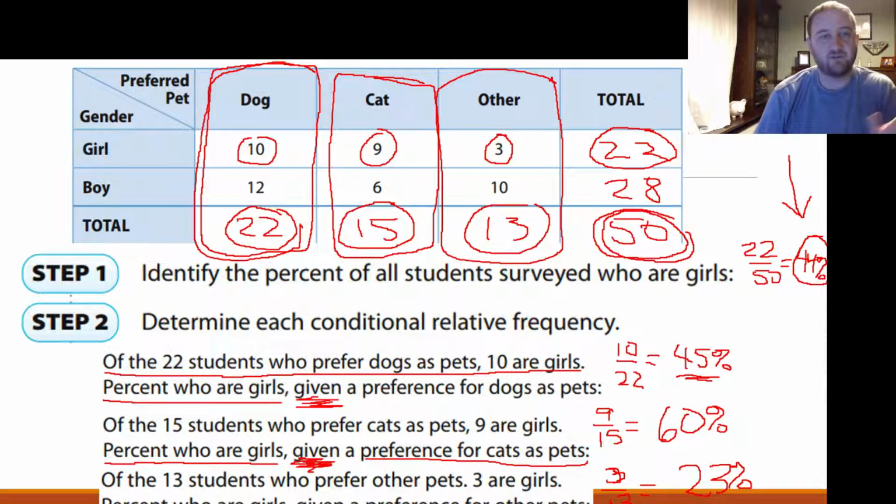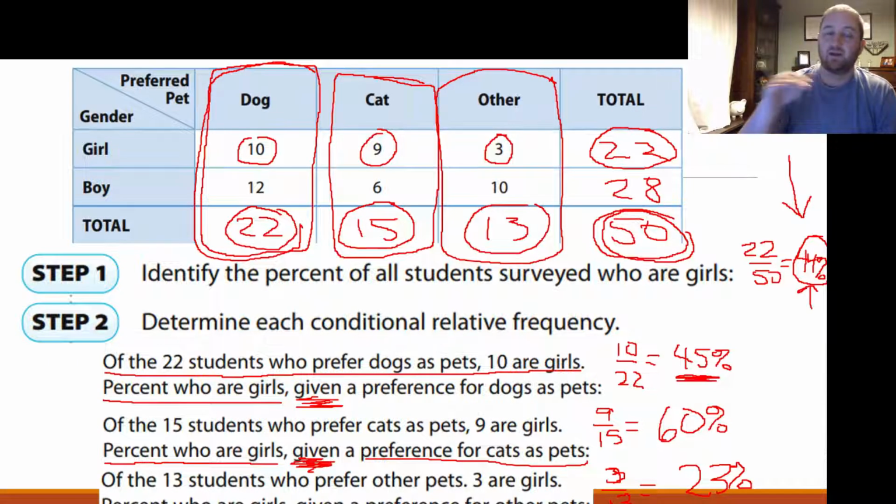If we just focus on the dog category, we can see 45% of the people who like dogs are girls. Since 45% and 44% are pretty close, they're not exact, obviously, but pretty similar percents, we can say that gender doesn't really appear to influence a preference for dogs here, right? Because you would expect about 44 or 45% of the people surveyed who prefer dogs to be girls, since 44% of the total people surveyed are girls.